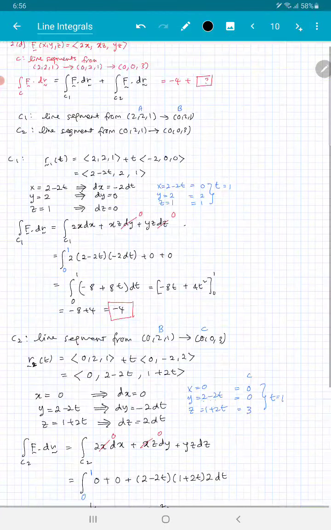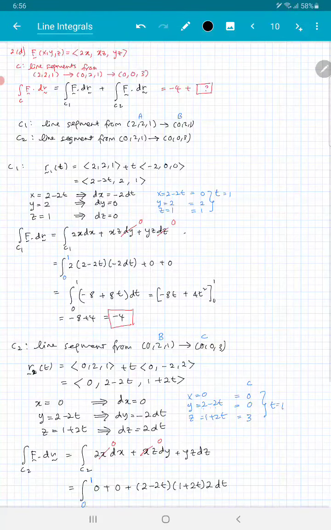Alright, so this is an example of piecewise curves, because here our curve C consists of 2 line segments. So using the line properties for line integral, we need to evaluate on each curve and then add them together.